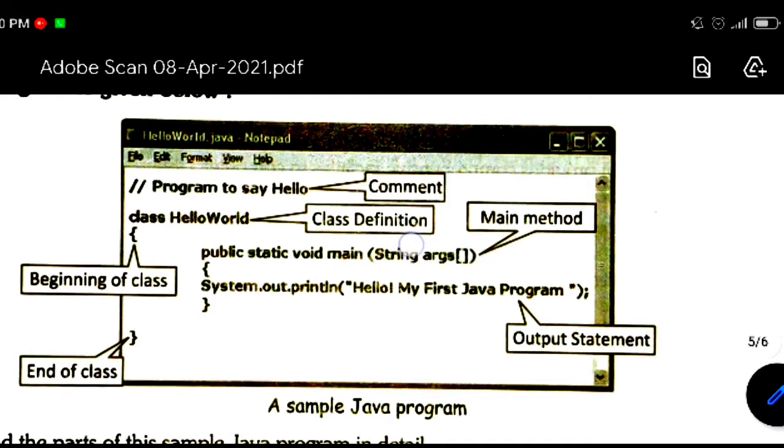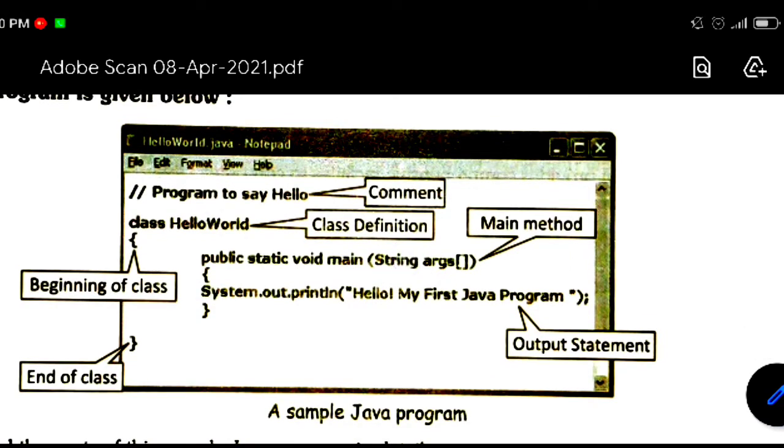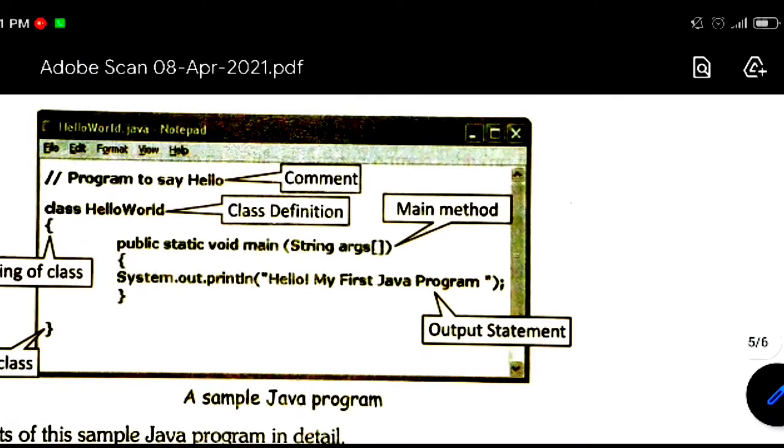What is a string? A string is a collection of characters. For example, here it is written "Hello my first Java program". It is a string. This is the opening body of the method, and this is the closing body of the method. Inside the method we have one statement.